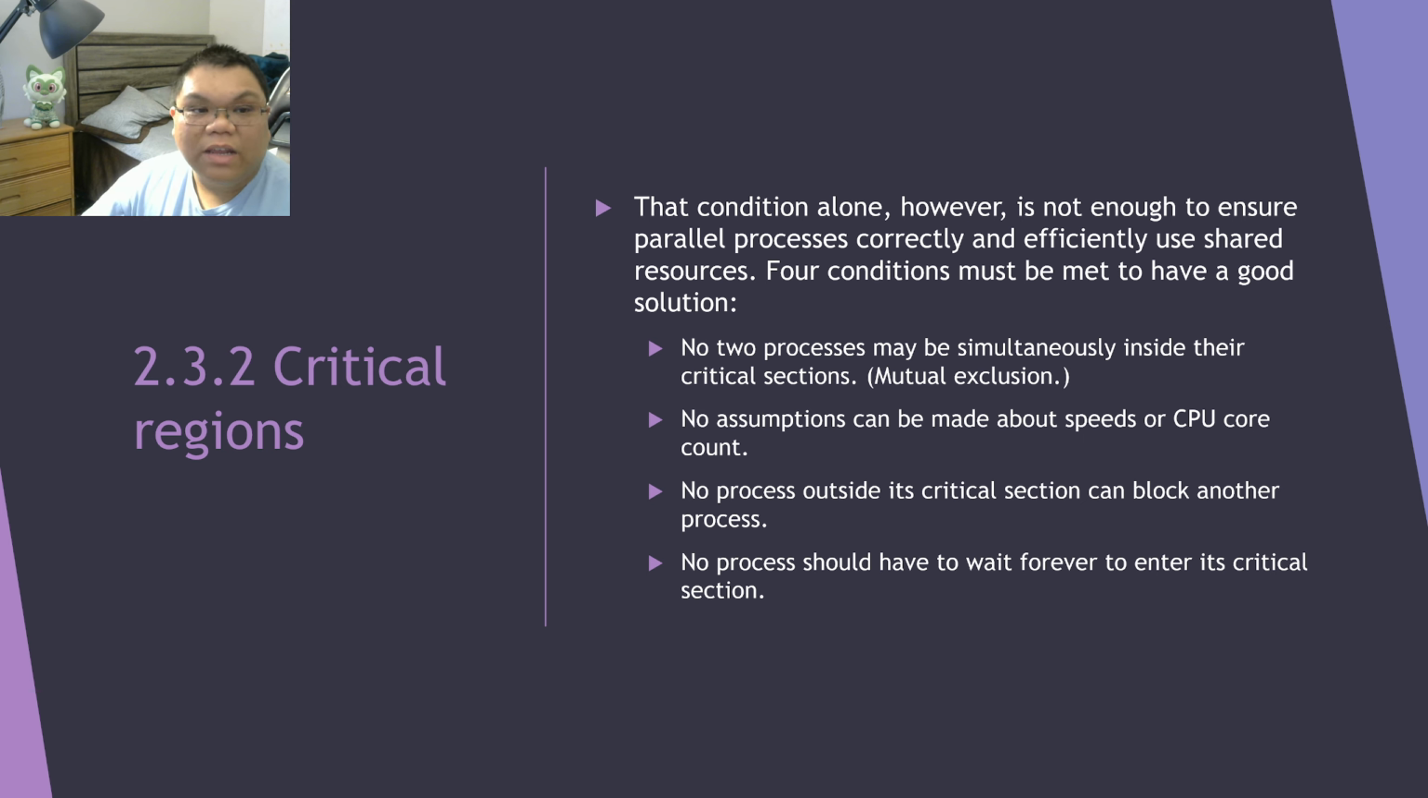So we actually need 4 conditions. And the first one we've already seen. Number 1, mutual exclusion: no two processes may be simultaneously inside their critical sections. Number 2: no assumptions can be made about CPU speeds or CPU core counts. Number 3: no process outside its critical section can block another process. And number 4: no process should have to wait forever to enter its critical section.